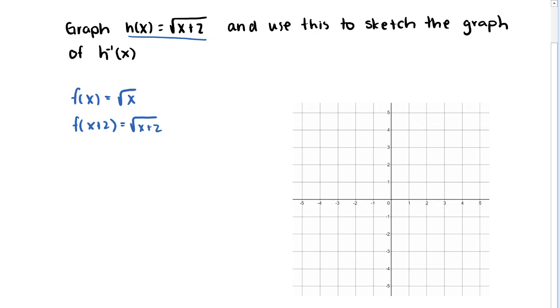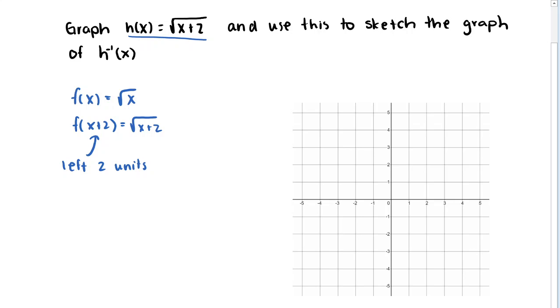Right, that's exactly what h of x is equal to. And so inputting x plus 2 into a square root function, adding 2 to the input of our square root function, well, that shifts our square root function graph horizontally to the left 2 units.